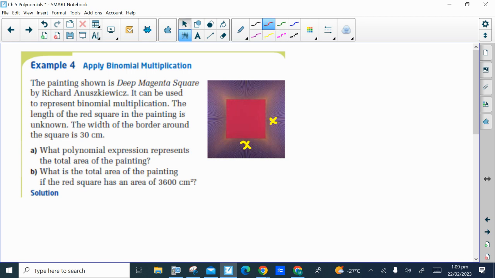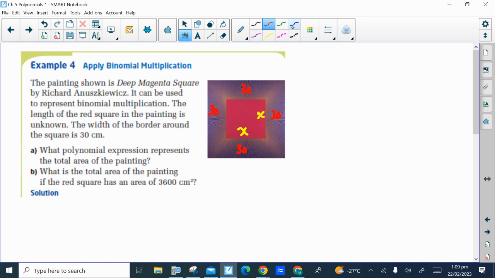So maybe I want to move this up inside the square, because the width of the border around the square is 30. And that was in centimeters. So that's what this is telling us. Just the border, which is the distance from the outside of the red square to the outside of the painting. We want to write a polynomial expression to represent the total area of the painting.